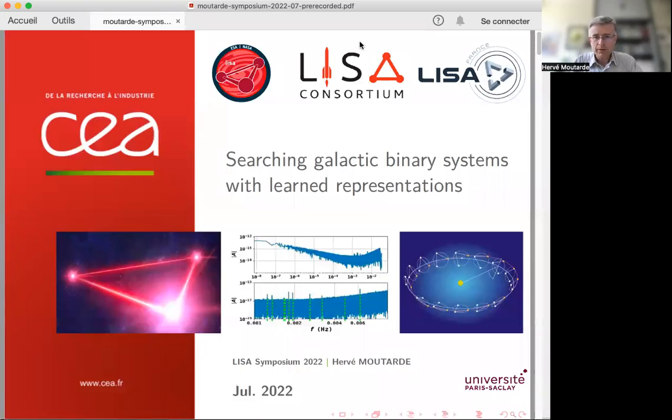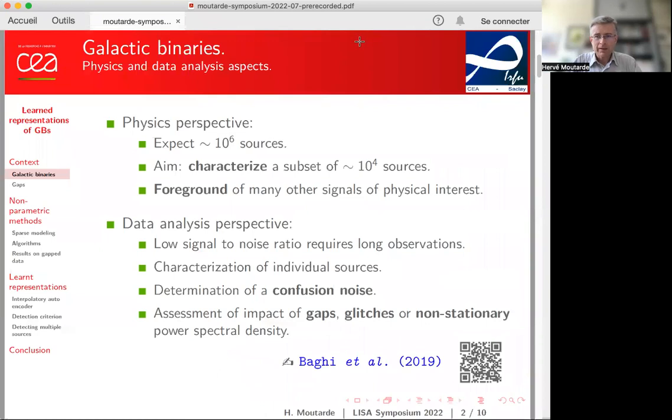Hello, I'm going to present you some recent advances in the search of galactic binary systems using learned representation. First, some elements of context. In terms of physics, we expect a million sources, and we would like to characterize tens of thousands of them, and the galactic binaries will be at the foreground of many other signals of physical interest.